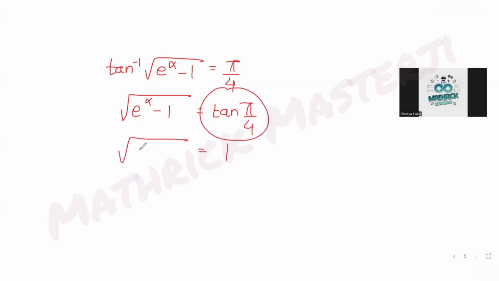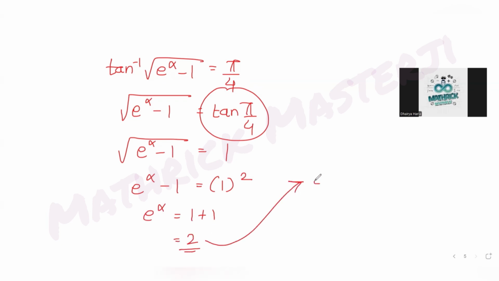So I get square root of e raised to alpha minus 1 equals 1. That gives me e raised to alpha minus 1 equals 1 square. E raised to alpha equals 1 plus 1, which is 2. So I get e raised to alpha as 2. And if I find e raised to minus alpha, it is 1 over e raised to alpha. So it basically becomes 1 over 2. Now the question tells me that 2 and 1 over 2 are nothing but the roots of a quadratic equation.